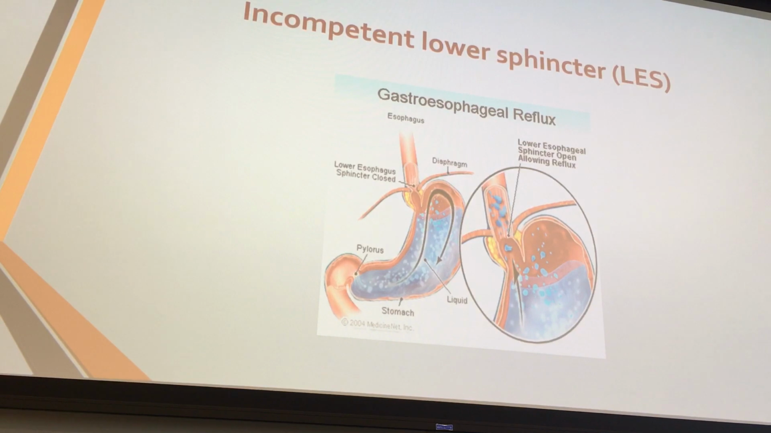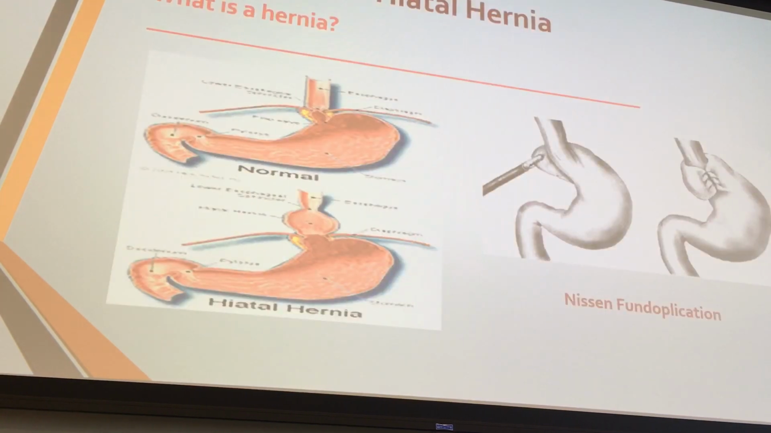Okay, so this just explains how that sphincter isn't working properly, okay? So that's what that incompetent is. Hiatal hernia is basically a portion of the stomach that protrudes up into the esophagus, okay? And that's how they're getting all that extra acid, okay?